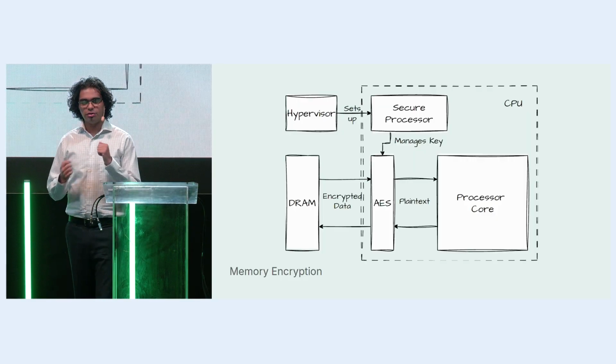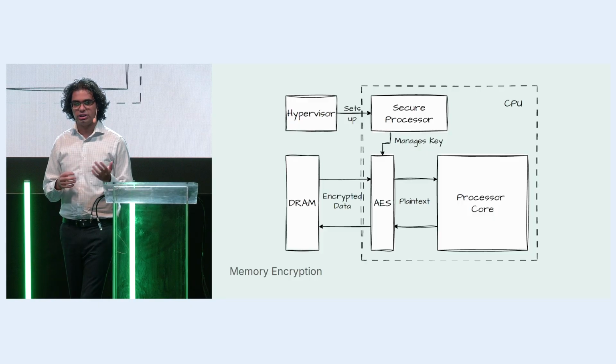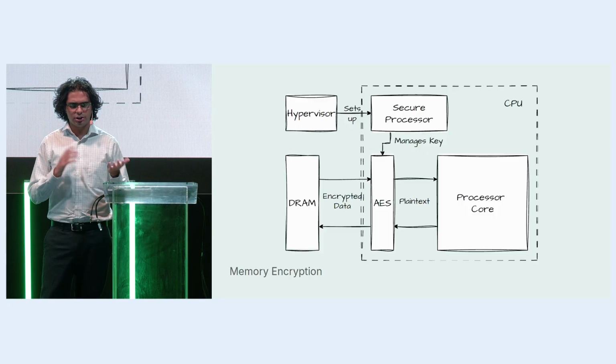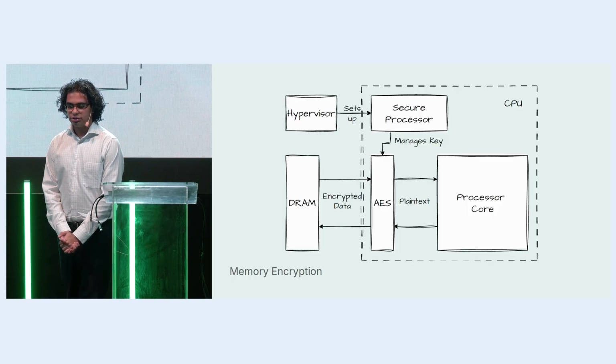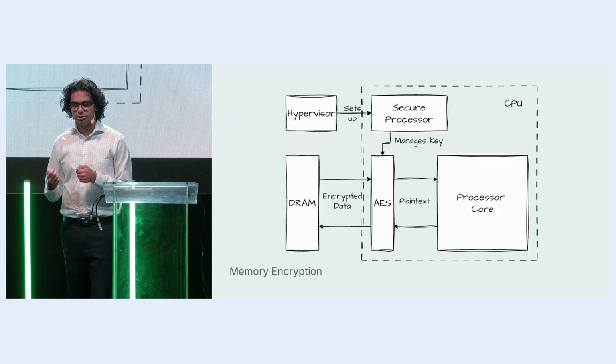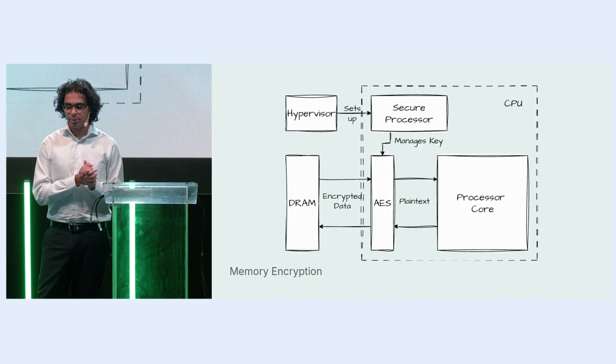So both Intel and AMD have their own implementation of this technology. That being said, I'm going to be focusing more specifically on how AMD does it, and they are broadly similar. So the primary job of confidential computing technology is to encrypt the memory in order to isolate it from the host.